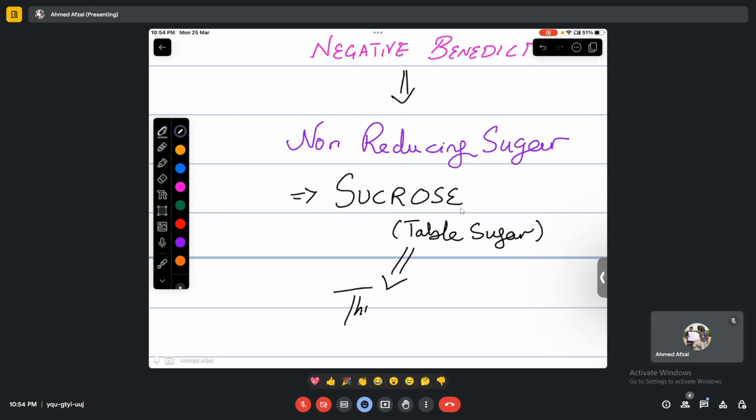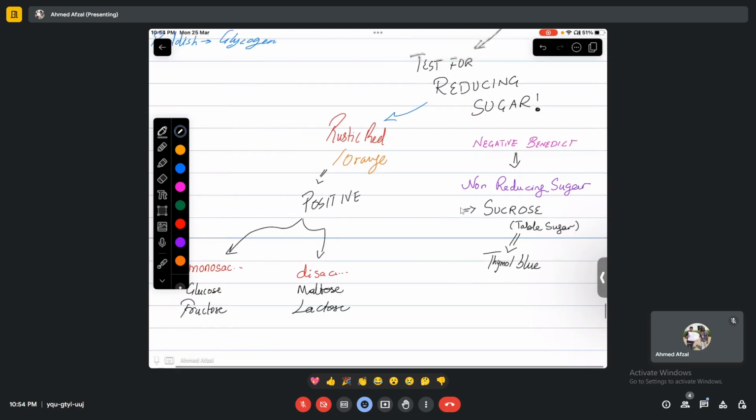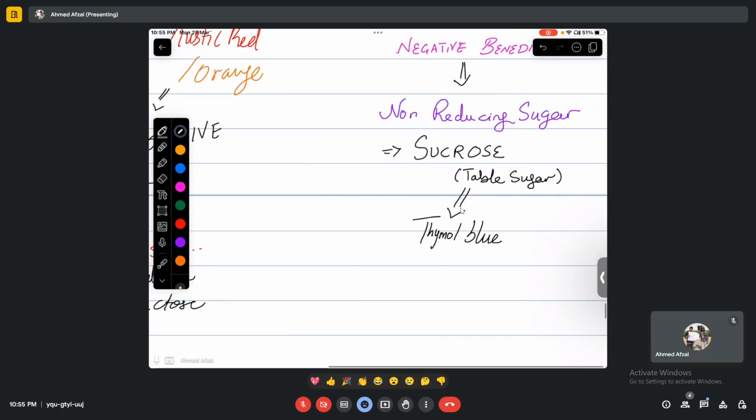Can I add on? Sure. Just to check if your solution has non-reducing sugars, that is sucrose in this case, we're going to add HCl as well. That's what I remember. We add HCl and we're going to see whether sucrose is present, whether a non-reducing sugar is present.